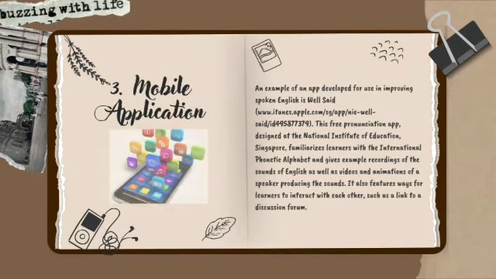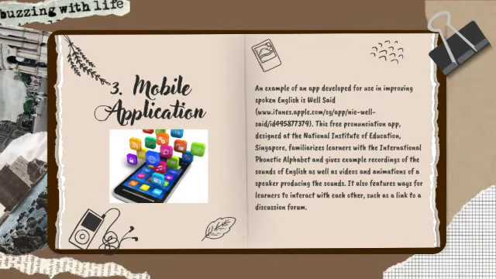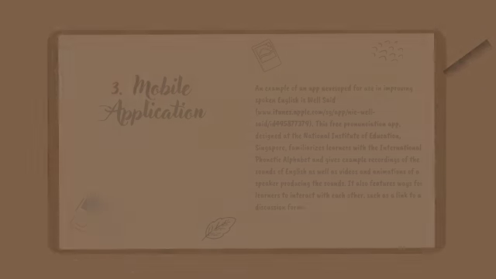3 is mobile application. An example of an app developed for use in improving spoken English is WellSign. This free pronunciation app designed at the National Institute of Education Singapore familiarizes learners with the International Phonetic Alphabet and gives example recordings of the sounds of English as well as videos and animation of a speaker producing the sounds. It also features ways for learners to interact with each other, such as a link to a discussion forum.